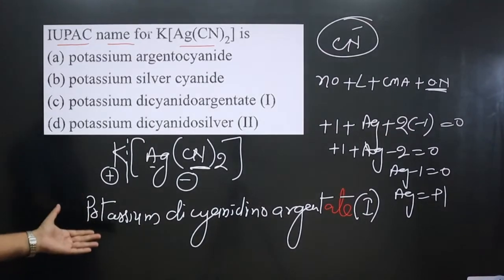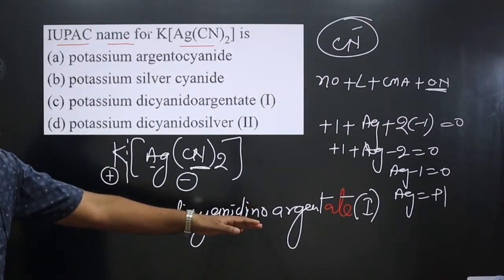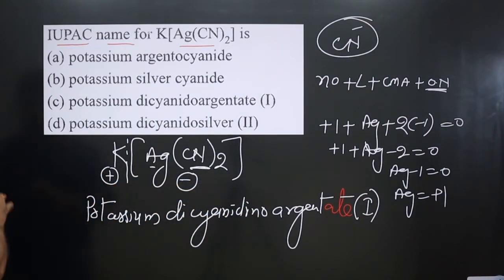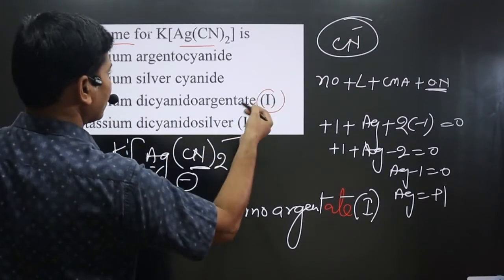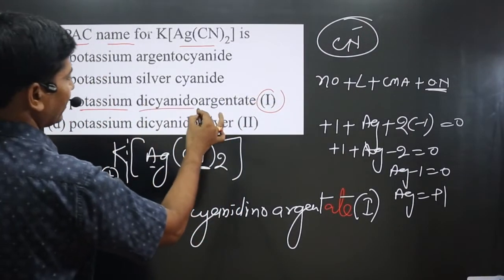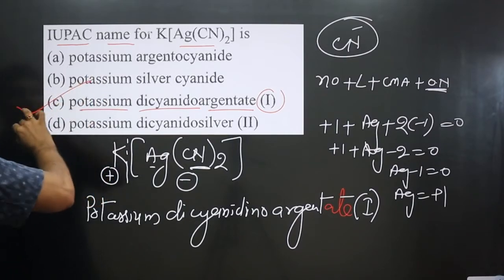That's it: potassium dicyanidoargentate(I). Among the options, you can see clearly it is given here only once. This is potassium dicyanidoargentate(I). Option C is correct.